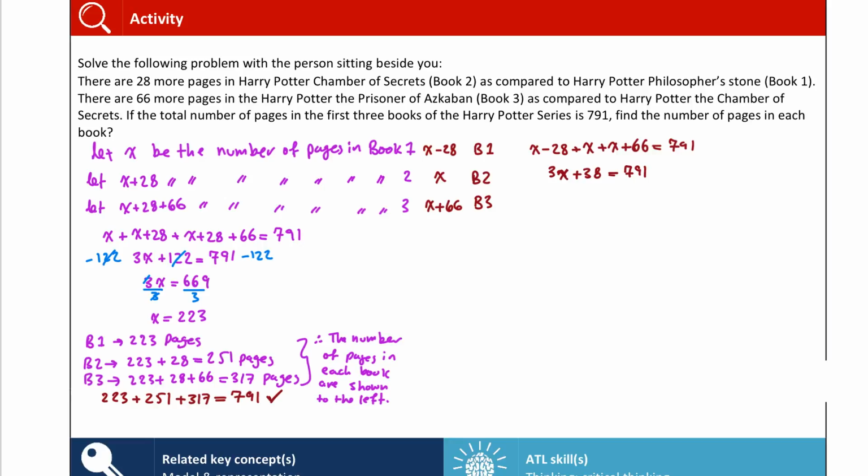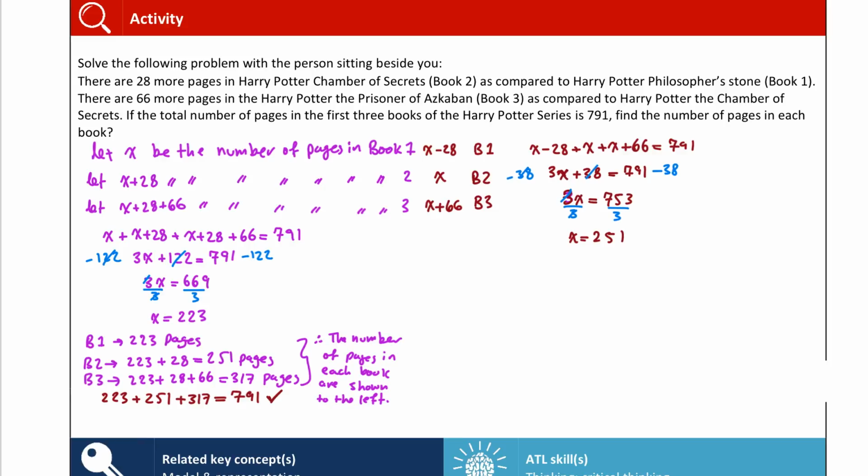I can now subtract 38 from both sides, and that will cancel out this 38 term on this side, and I will get 3x is equal to 753. And then when I divide this by 3 and this by 3 to cancel out the 3, I will get x is equal to 251. So that means book 2 now has 251 pages.